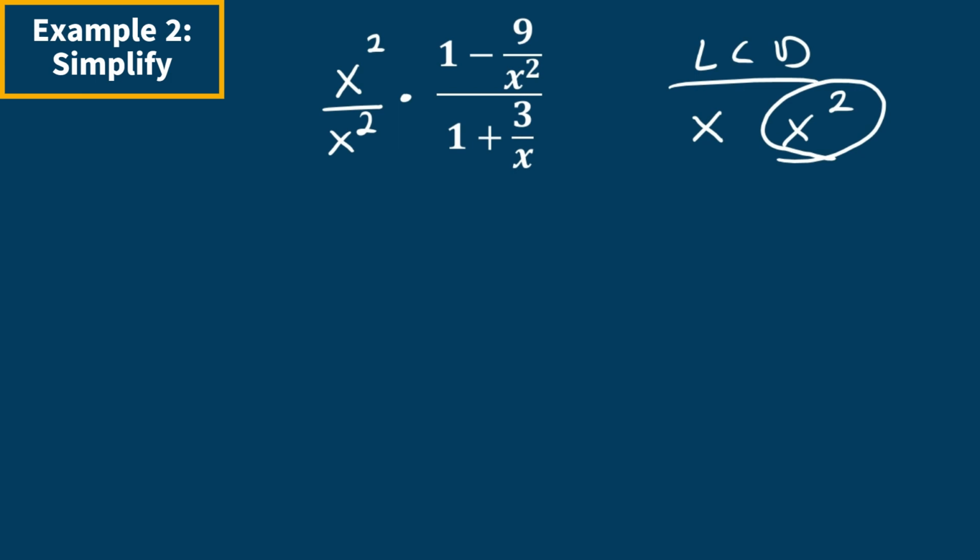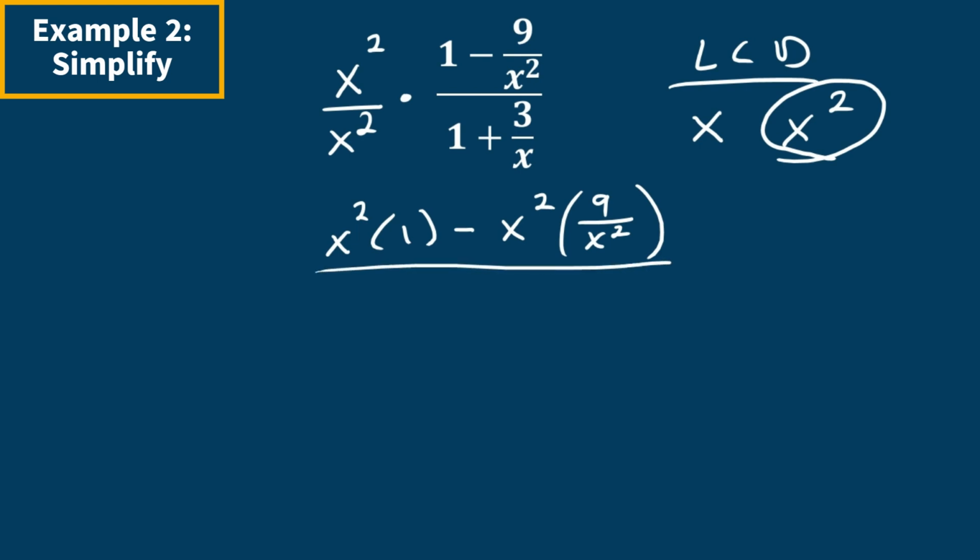Looking at the first one, we have x squared times 1 minus x squared times 9 over x squared. And on the bottom, what we're going to have is x squared times 1 plus x squared times 3 over x.